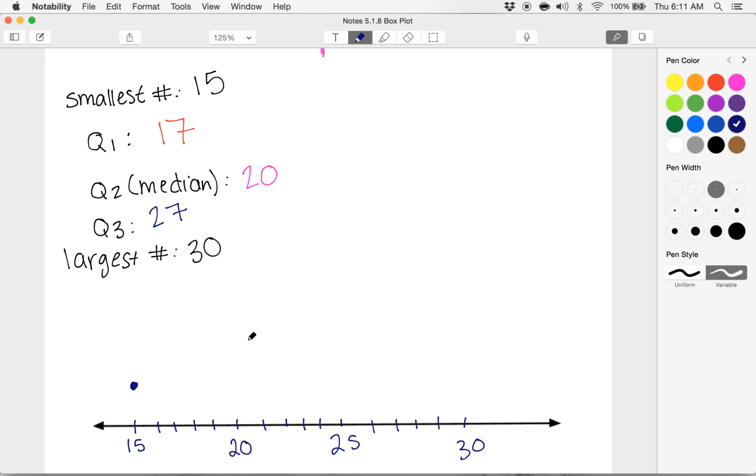So I need 17 for quartile 1. Here's my dot for quartile 1. I need a dot over 20 for quartile 2. I need a dot over 27 for quartile 3. And a dot over 30 because it is my largest. So I'm going to connect the ends and make a box. And there's my box plot.